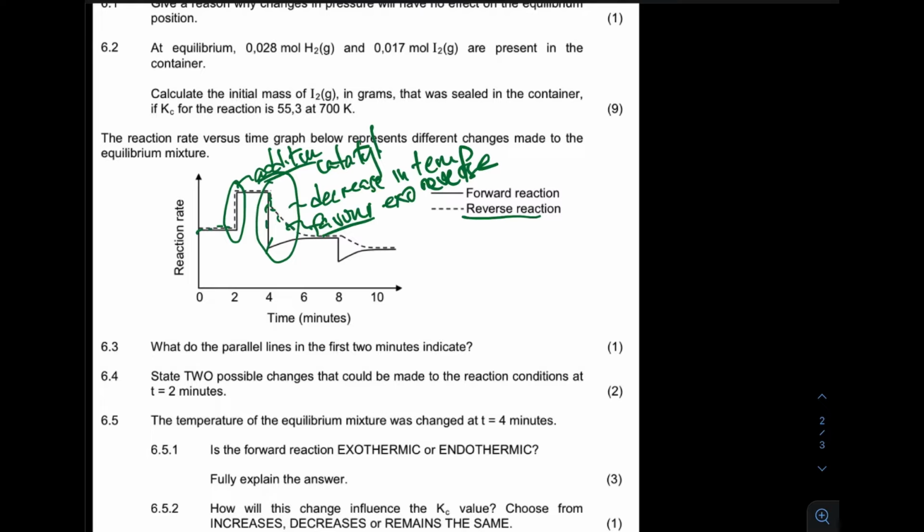Now, the system reinstated the equilibrium at 6 minutes. Now let's look at 8 minutes. What happened at 8 minutes there? At 8 minutes there's a sharp decrease in the forward reaction rate, but there's a slight decrease in the reverse reaction there.